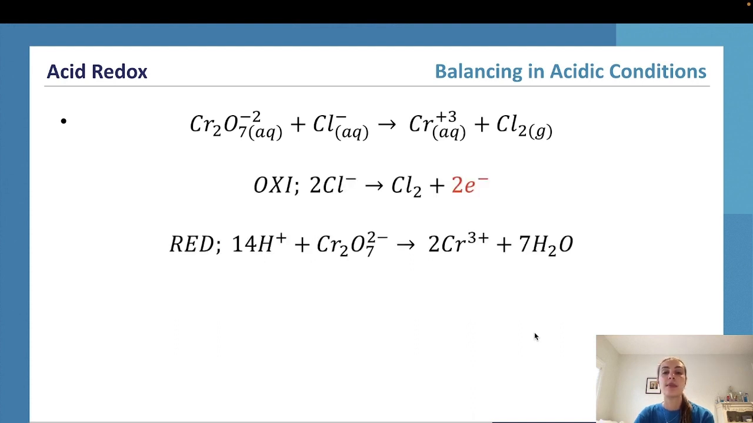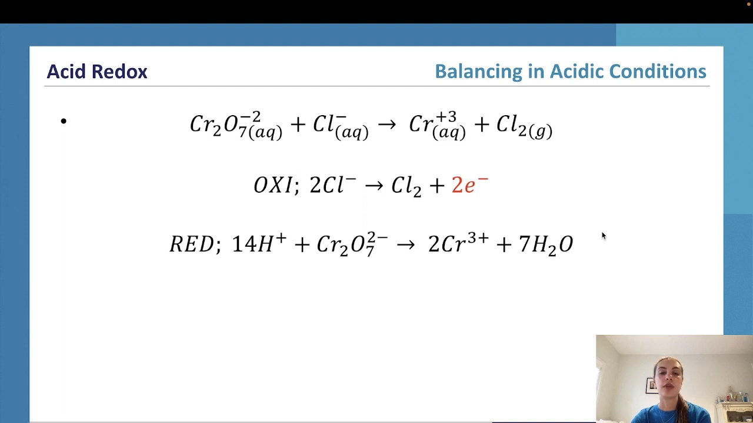The next thing we need to do is balance for electrons. On the oxidation reaction, we've got 2 chlorine on this side, so that's 2 chloride ions, 2 Cl-. That means we have a 2- charge on the reactant side, but on the product side, if we've only got Cl2, we've not got any charge. So we've got a charge of 0 on this side and a charge of -2 on this side. In order to balance, we need to add 2 electrons to the product side. So we've got -2 on this side and -2 on this side.